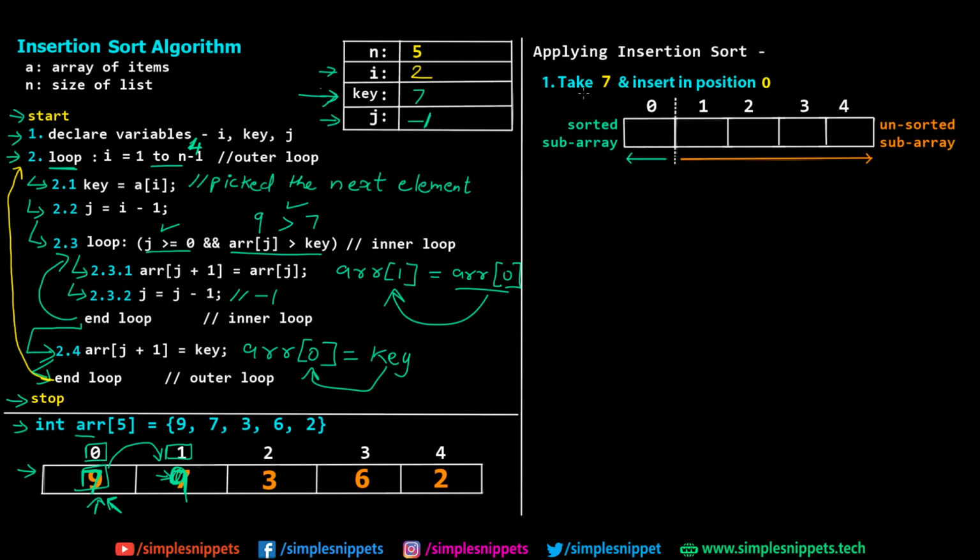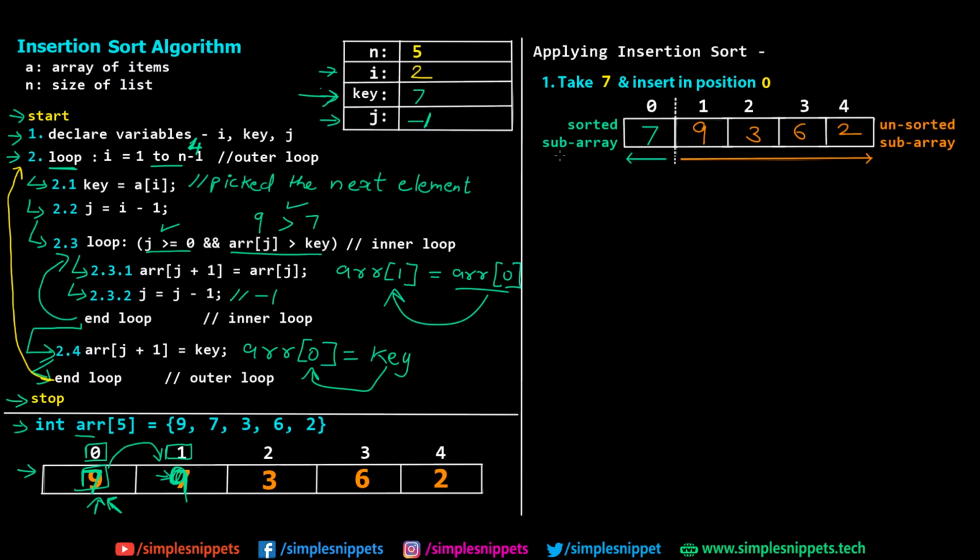So before carrying it out, let's see what happens in the diagram. So after step number 1, that is after this algorithm runs for one time, this outer loop runs one time completely, we take 7 and insert it in position 0. So this is what happened over here, right? So 7 came over here, 9 is here, and all the other elements are still as it is, 3, 6, 2.